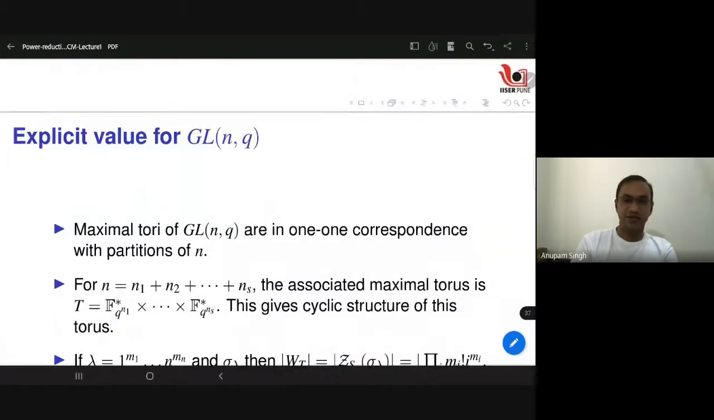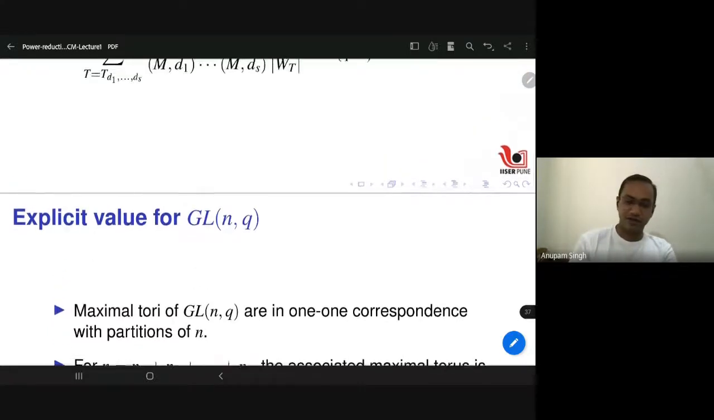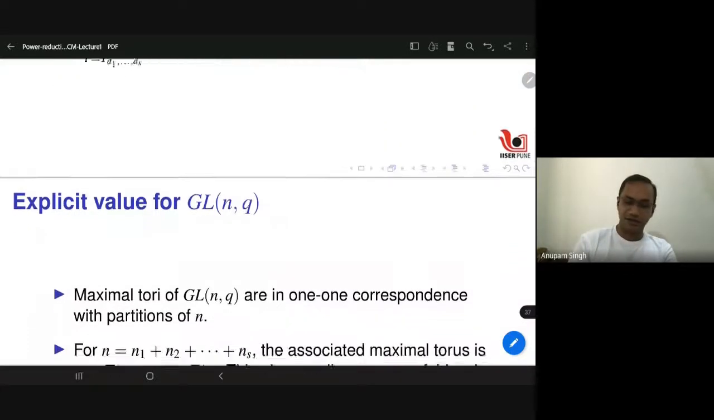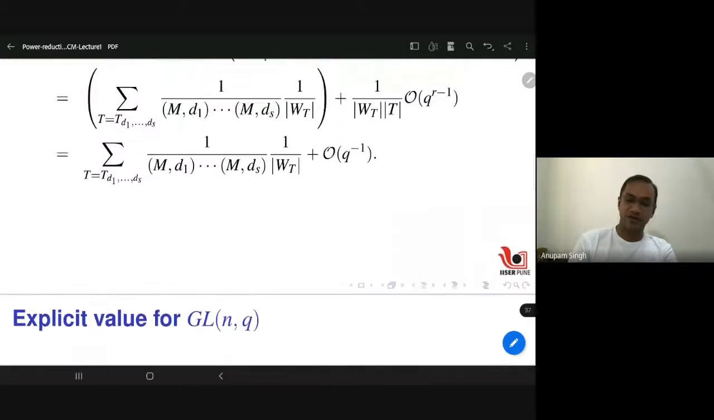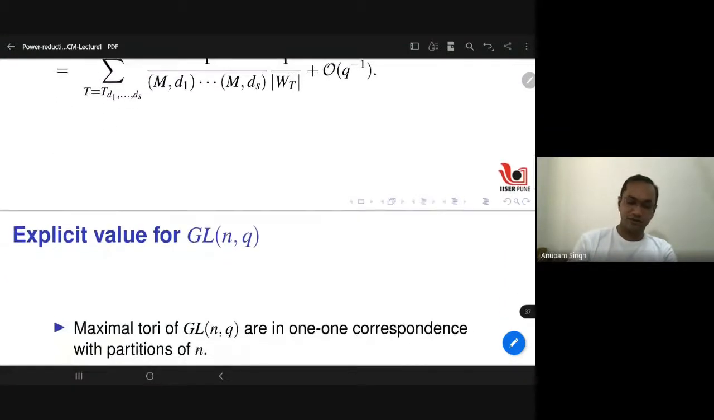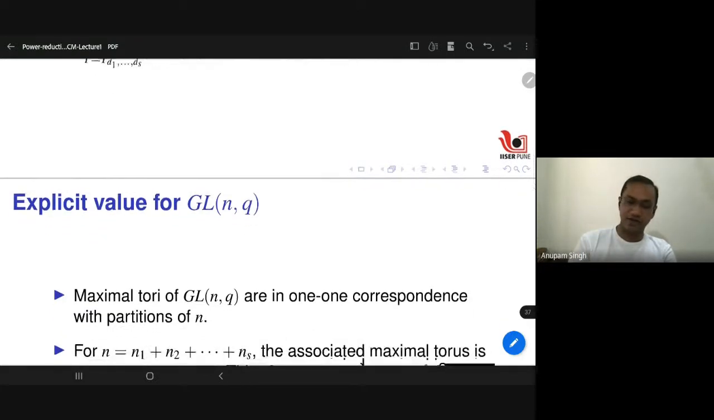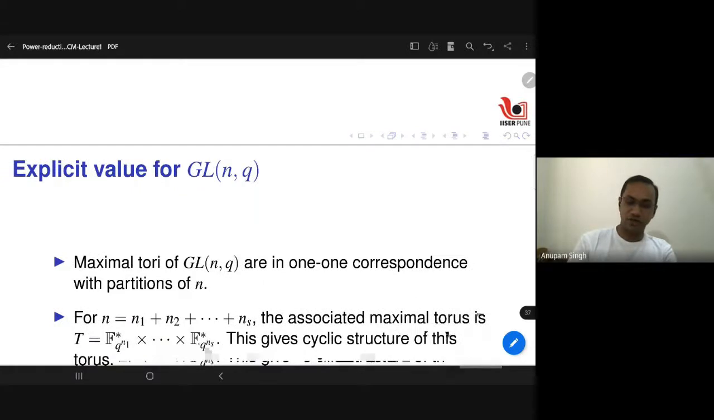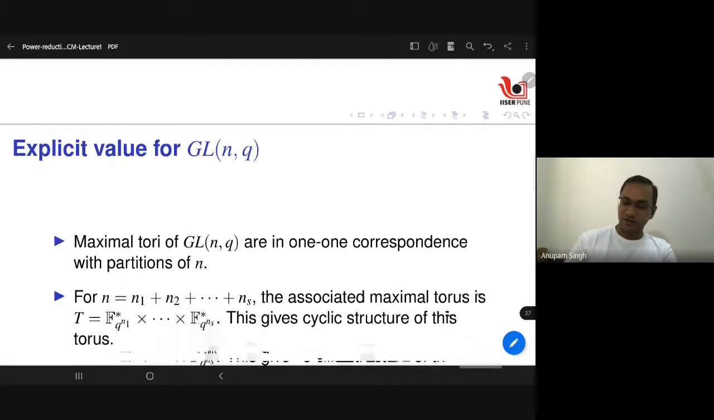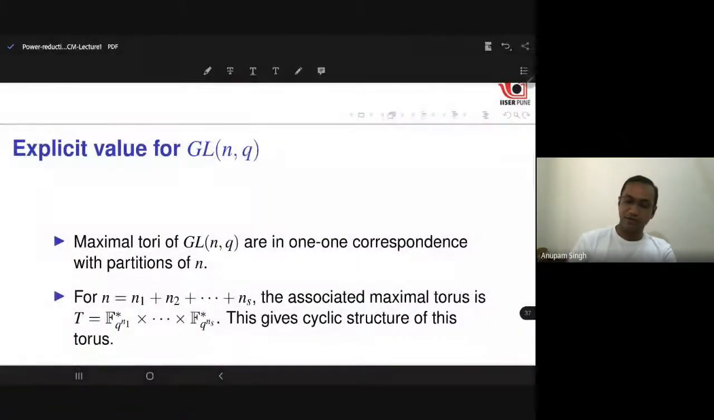Instead, okay, I still have 10-15 minutes. So instead, I will explain briefly how I can apply this for at least one example. We have worked it out for GLN, the unitary group and SLN in the paper. You can look at that. But here I will just tell you how to work it out for GLN. And that will also tell you some properties of GLN in some sense.